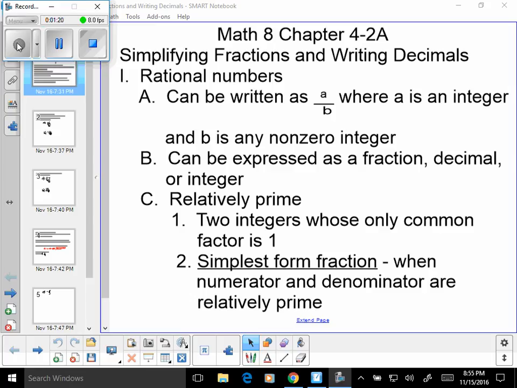Another term that we covered in 4.1b is relatively prime. This is when two integers have only a common factor of 1. Their GCF is 1. And what we're going to do is simplify to what we call the simplest form fraction. Some people call it lowest terms. And you'll know when a fraction is in its simplest form or lowest terms when the numerator and the denominator are relatively prime. In other words, you can no longer divide by any other number than 1.